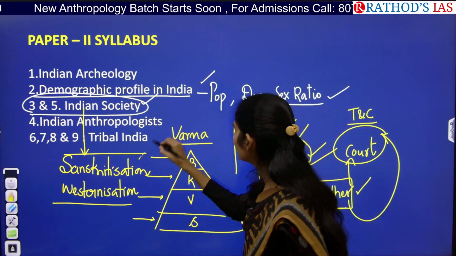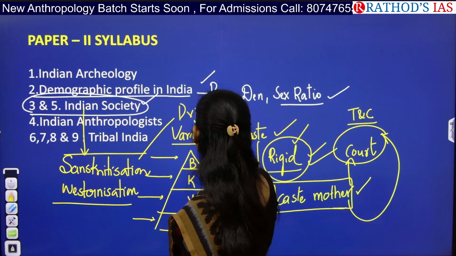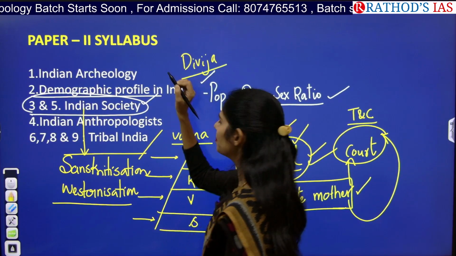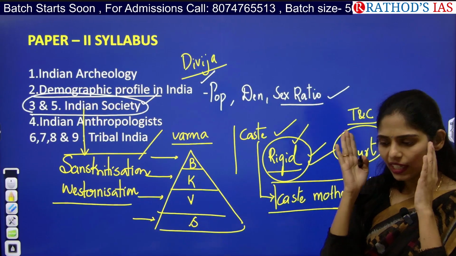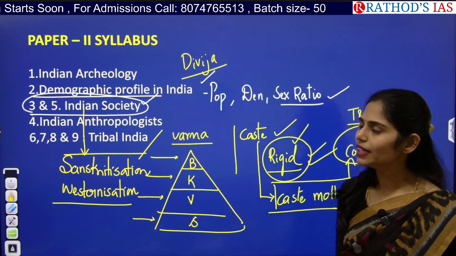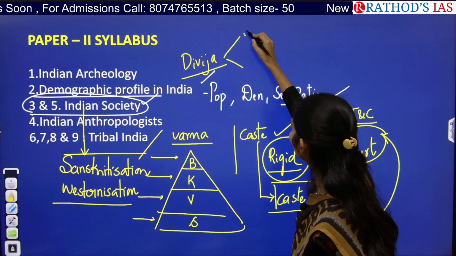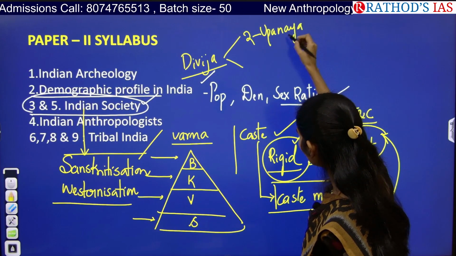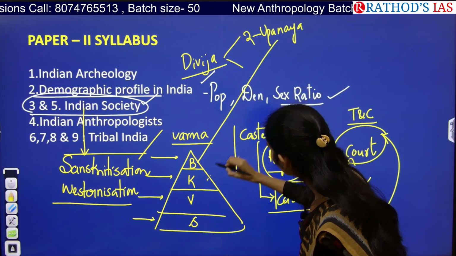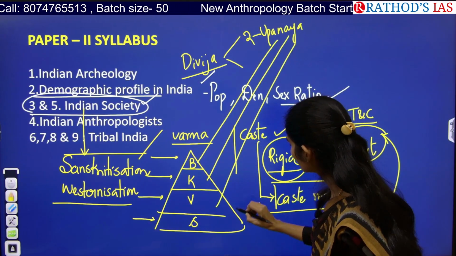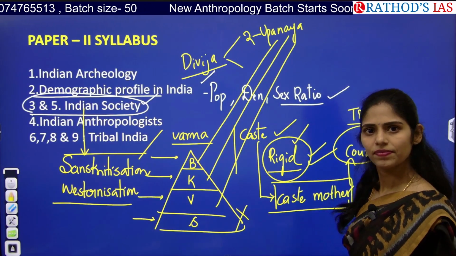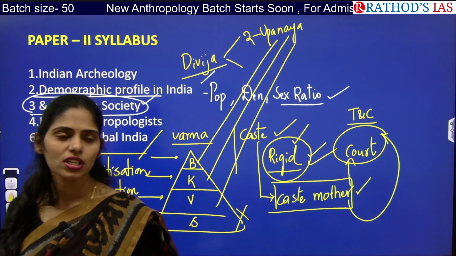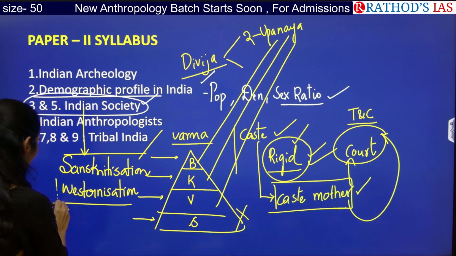And here you will be studying about Dvija system. Dvija is nothing but double birth. That means the first birth happens at the time of birth, and the second birth happens at the time of Upanayana. And this Upanayana happens only in Brahmins, Kshatriyas and Vaishyas. It is not there for Sudras. Okay, clear?